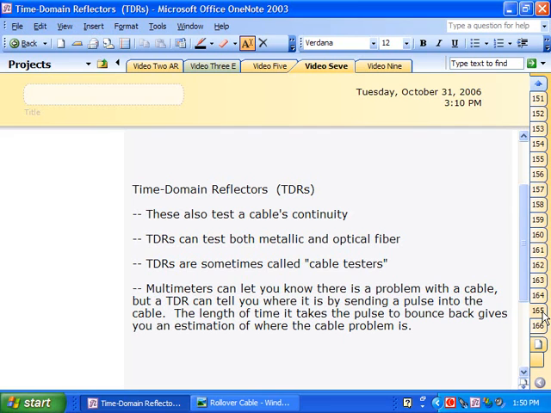Another name for these is cable testers, but if you're buying one called a cable tester, make sure it's a TDR. Make sure the vendor is selling you what you're buying.